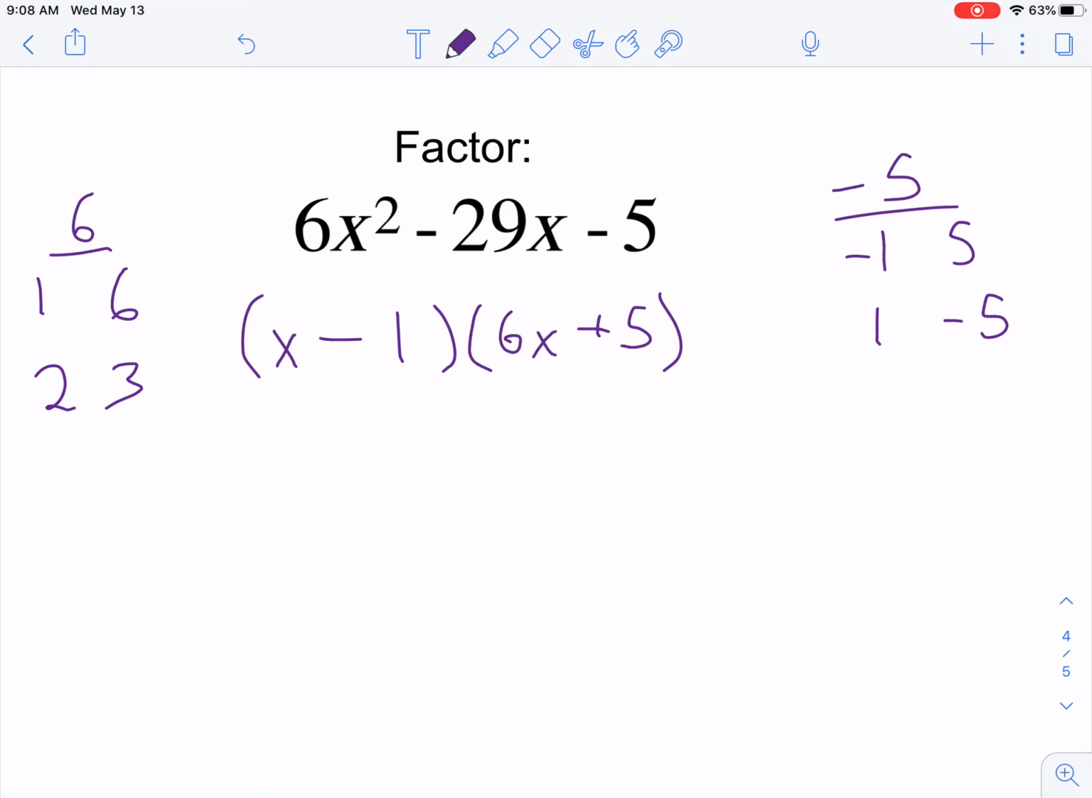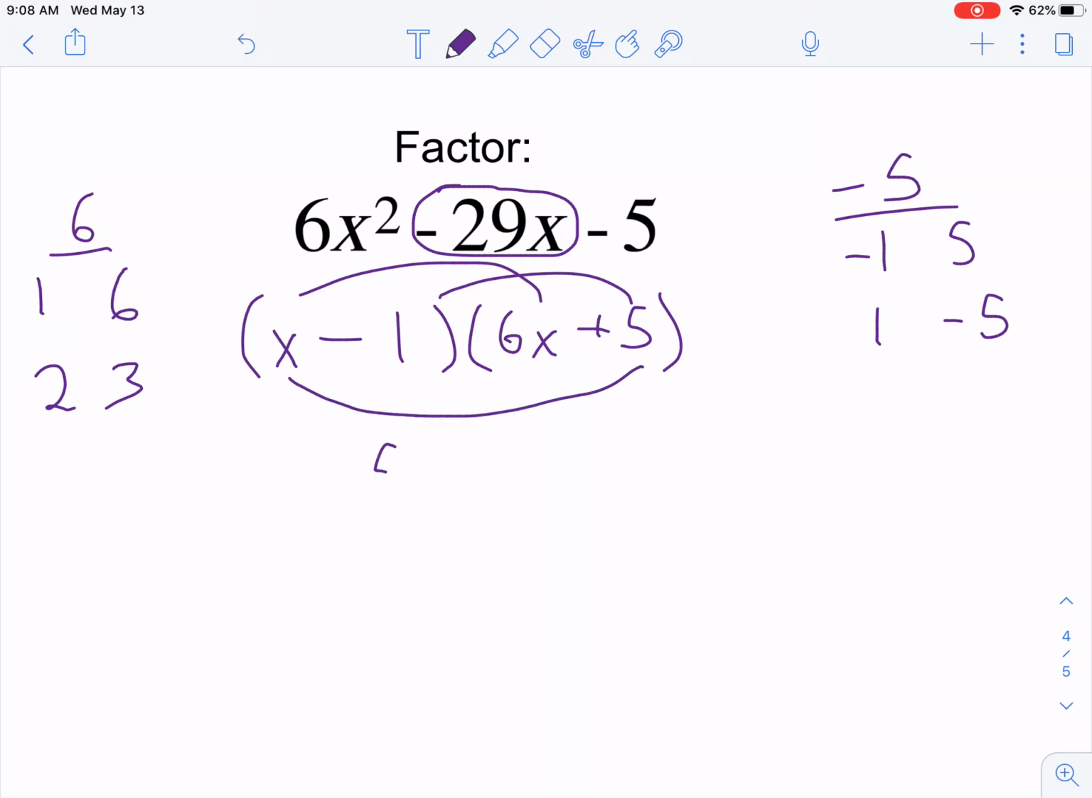So starting off with, I know that x times 6x is 6x squared, and so I know that works. And I know that negative 1 times 5 is negative 5. I know that works. Again, we need to come up with the middle part there to equal negative 29. And so now I multiply.